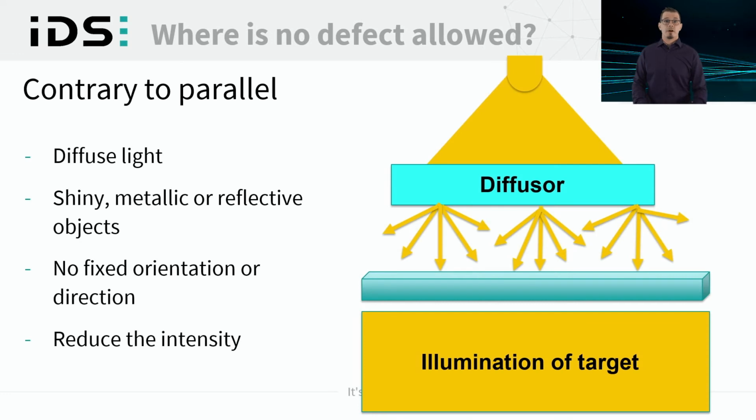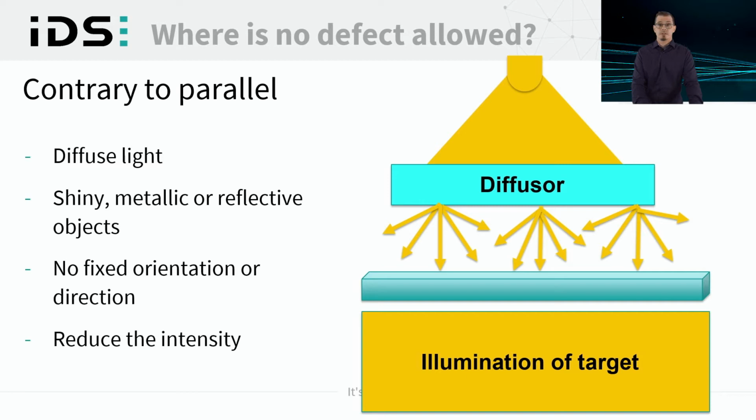The opposite of a parallel light is the usage of a diffuse light. Diffuse light will be used when you want to inspect reflective or shiny metallic surfaces. If the surface is dented or curved, the task becomes more difficult for normal light sources. Diffuse light has no three-dimensional order. With a diffuser you can create diffuse light.